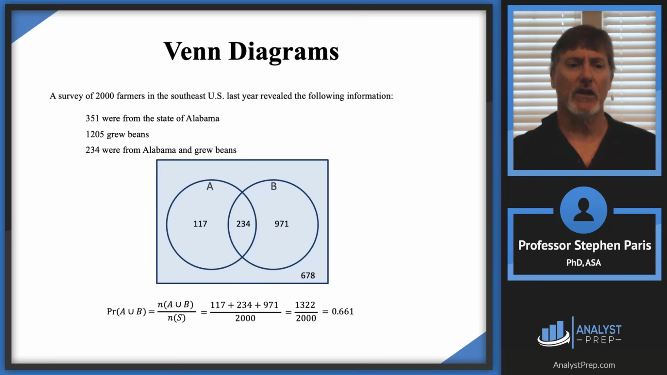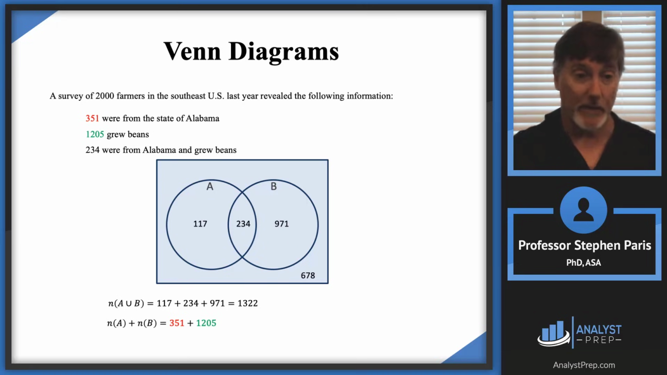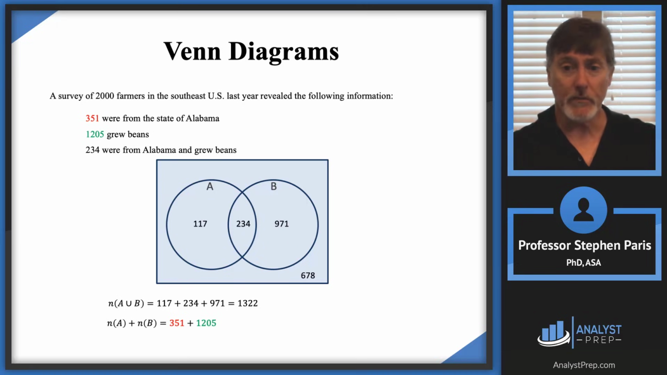I want to focus a little bit more on this number of outcomes of A union B, and I want to compare that to the number of outcomes in A plus the number of outcomes in B. So the number of outcomes in A, well, that's the 351 farmers from Alabama, and the number of outcomes in B is the 1,205 bean growers. And so if you do the arithmetic, you can see, well, of course, they're not equal to each other. So let's try to account for the difference.